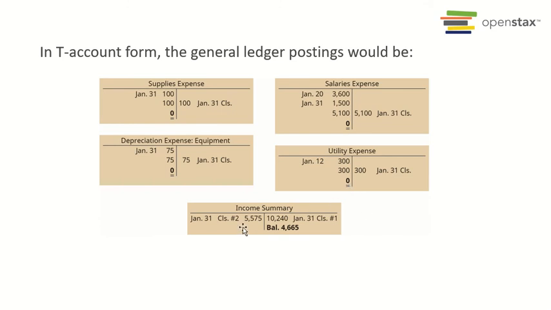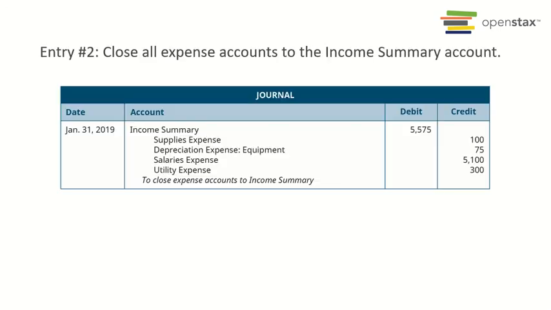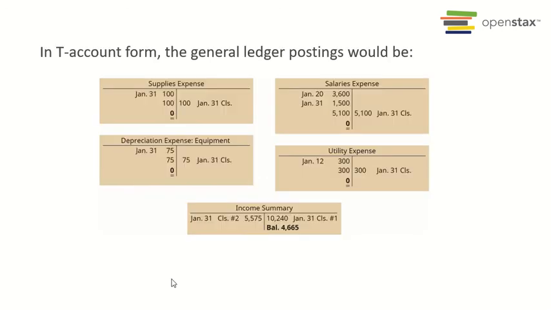Those will go to close to the income summary account. So we had an income summary account debit of 5,575, which is this, right? So you credit all your expense accounts, the total of 5,575, and that's a debit to the income summary account. That's our income summary entry.